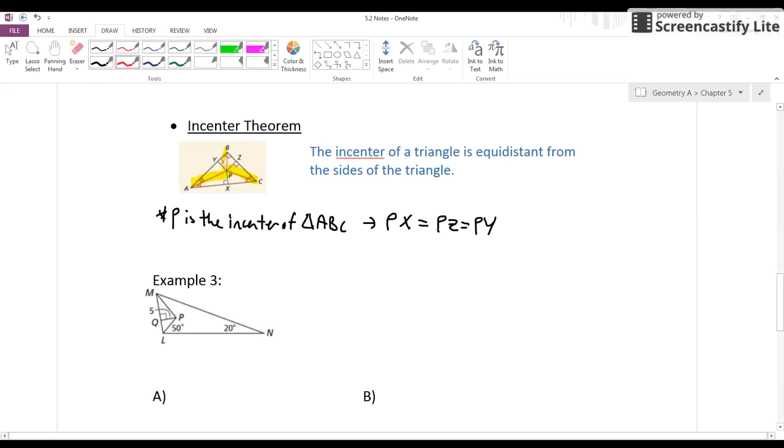Be very careful. Notice how Y is not the midpoint of AB. Z is not the midpoint of BC.